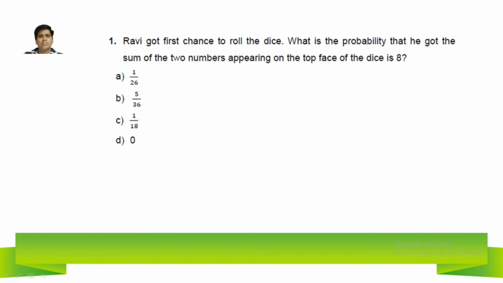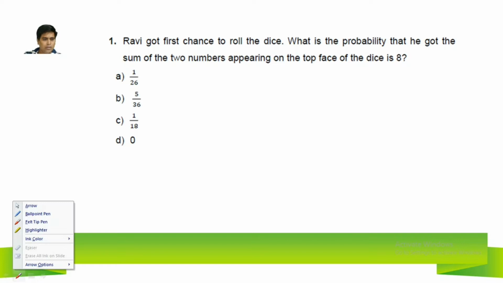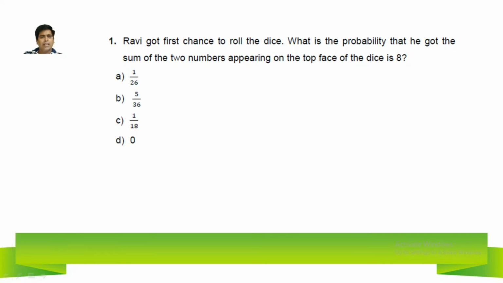So Ravi got the first chance to roll the dice. What is the probability that he got the sum of the two numbers appearing on the top face of the dice is 8? Clearly the sum of the two numbers appearing on the top of the faces should be 8. So we will go back and find out how many times we can get 8, what are the possible ways we are getting 8.